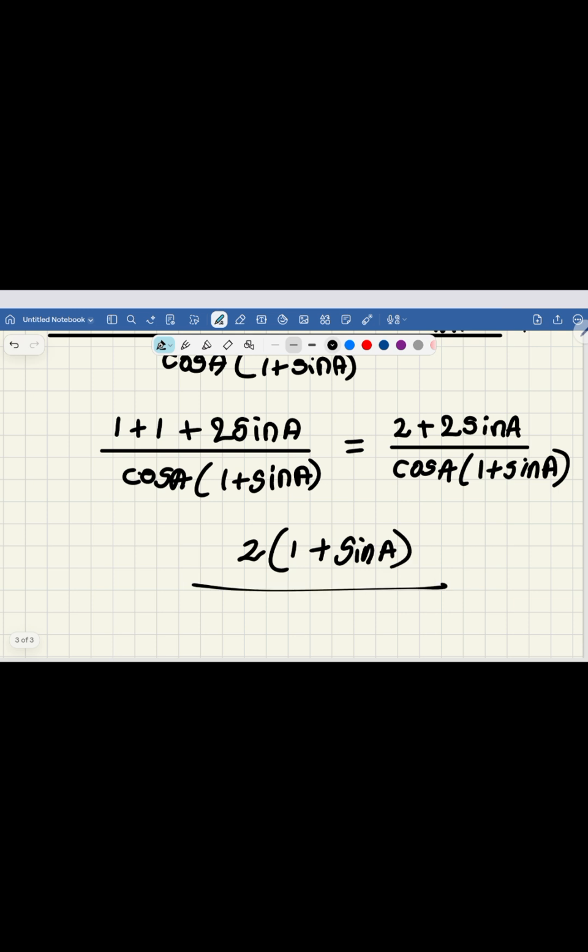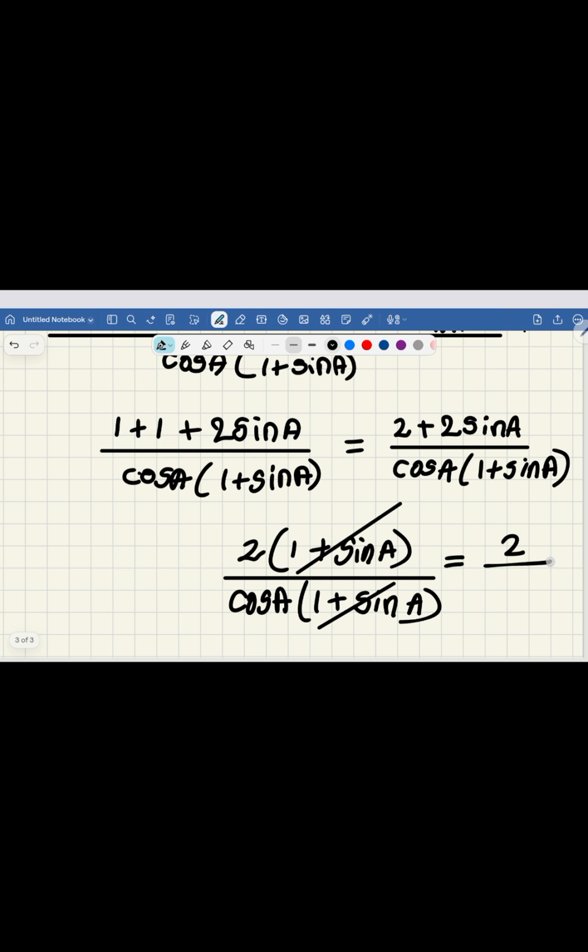Now here comes the magical part and our most favorite part. Actually, my favorite part, I should say, because cancelling is my most favorite part, because it's just like, you completed everything and you're just striking it off. Cancelling, that's really cool. Now this gets cancelled and this gets cancelled. 1 plus sine A divided by 1 plus sine A. Then you'll get 2 by cos A.